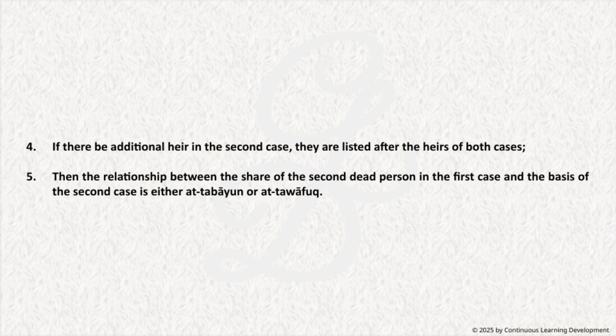Understanding these relationships helps us grasp the nuances of inheritance, especially when dealing with complex cases involving multiple heirs. It's all about ensuring that each heir's rights are preserved according to these principles. So, in the bigger picture, this slide emphasizes the importance of understanding how additional heirs are listed and how the relationships between shares influence inheritance calculations. It's a crucial part of ensuring fair and accurate distribution in accordance with Islamic inheritance law.